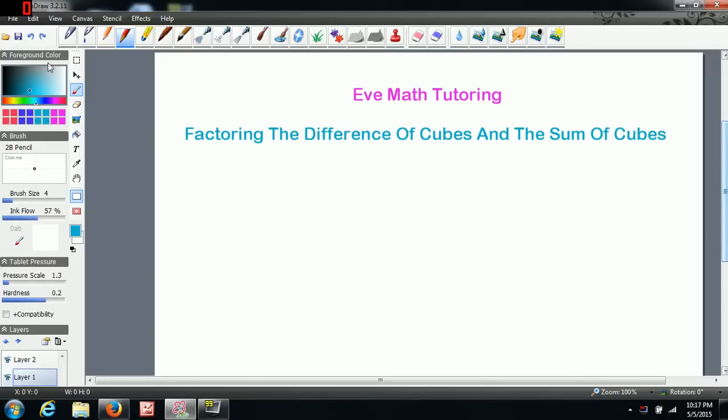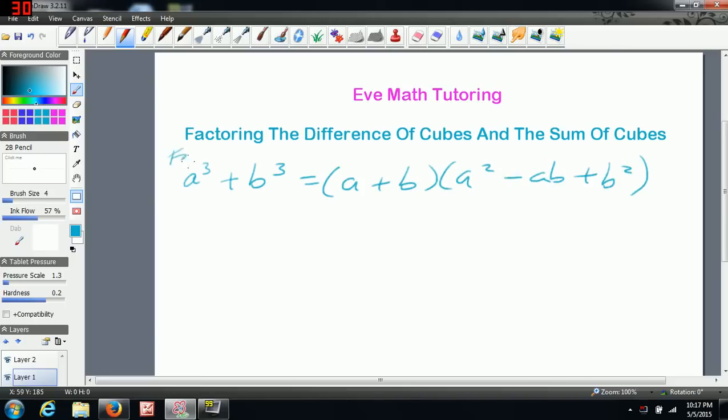Today's lesson is on factoring the difference of cubes and the sum of cubes. If you're given the following and asked to factor something in this form, you can use the rule a plus b, a squared minus ab plus b squared. So that's how you would factor something in the following form.